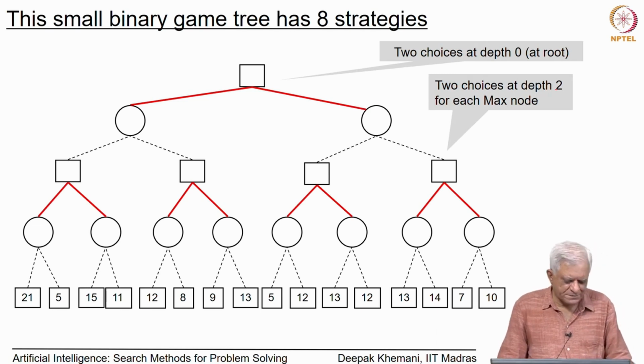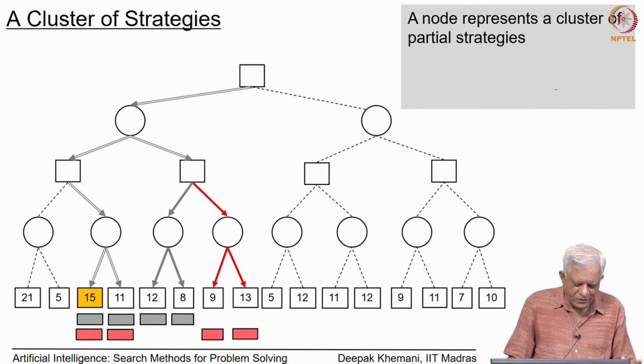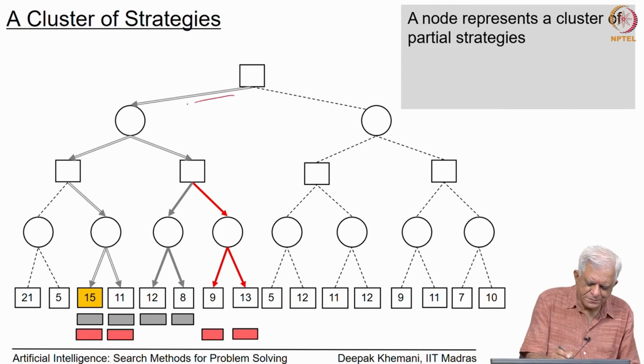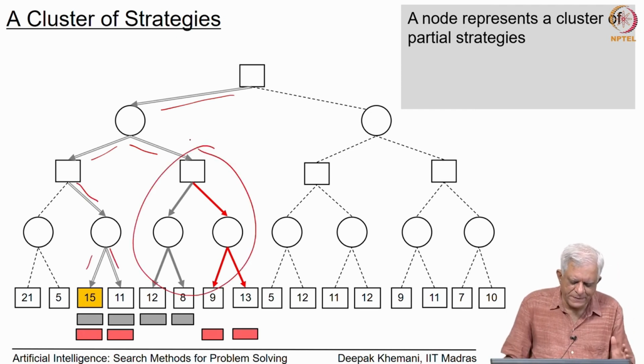So, how do we do that? Let us explore that next. The first thing to observe is that any leaf node that we select represents a cluster of partial strategies. So, this node with a value 15 that we have seen is part of two strategies, one we can call a gray strategy and the other a red strategy. The double arrows that you see here are common to both the red and the gray strategies, and the two strategies differ on this part of the tree essentially.